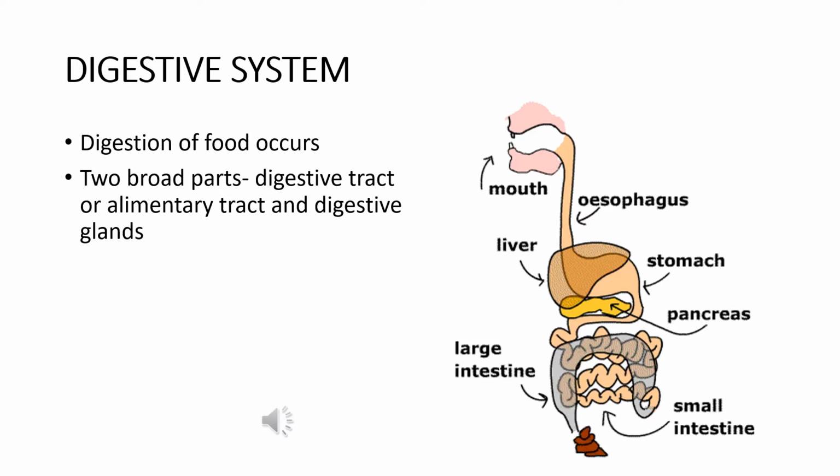There are three digestive glands. One is the salivary gland, which is present in the mouth. Second is the liver, which is present in close proximity to the stomach, and another is the pancreas, which is just present below the stomach.